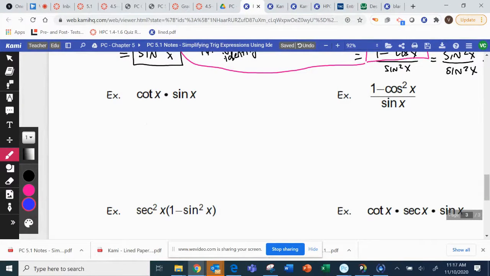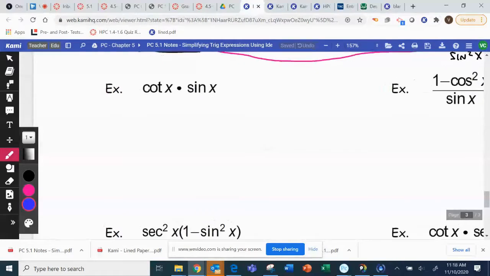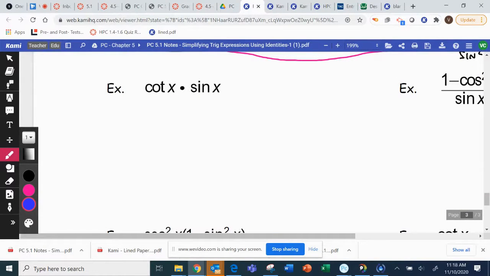Cotangent x multiplied by sine x. So I would like you to try this one. I'm going to do it on the board the way I would do it, but that doesn't mean the way that you would do it is wrong. I'm just going to put it up here because I'm recording this. I want you to try this on your own. If you get it and you're like, this is easy, then try the next one and just work ahead. I am going to start talking at some point again.